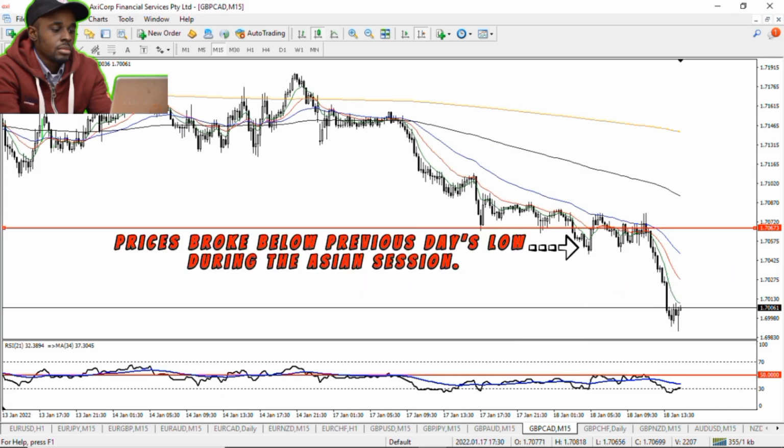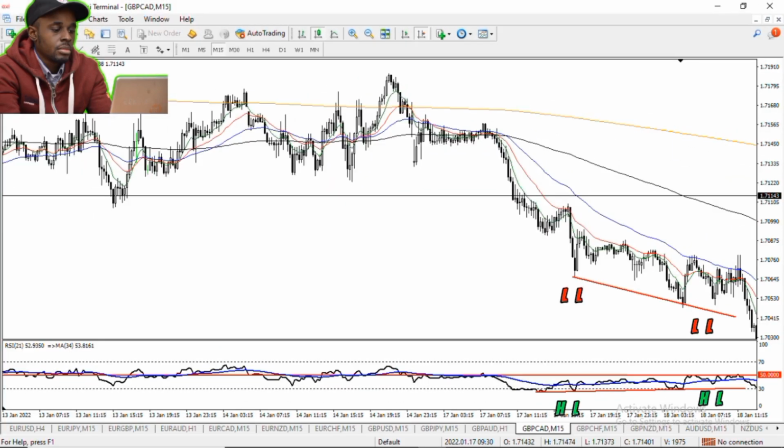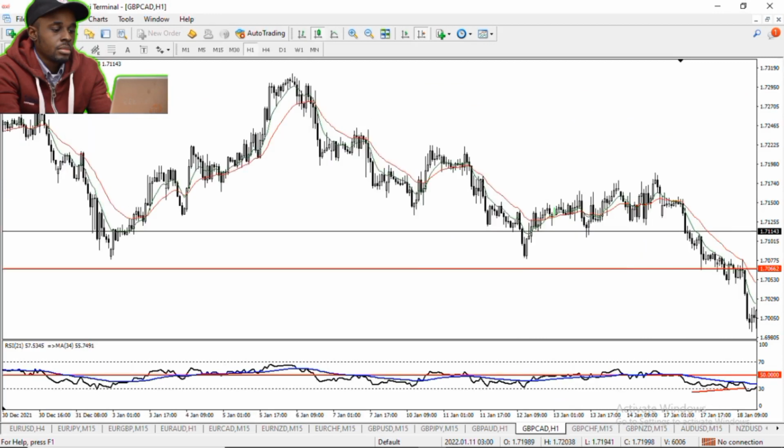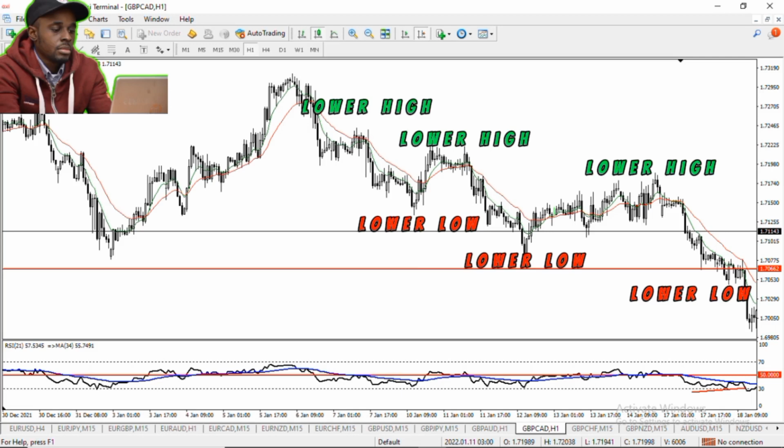Prices broke below previous day's low during the Asian session. There was a bullish divergence where prices were printing out lower lows and the RSI was printing out higher lows. Price action context on the 1 hour chart was super clear. The very kind of context I like seeing, where price was printing lower lows and lower highs, communicating a downtrend with a break below the 170.66.2 area.